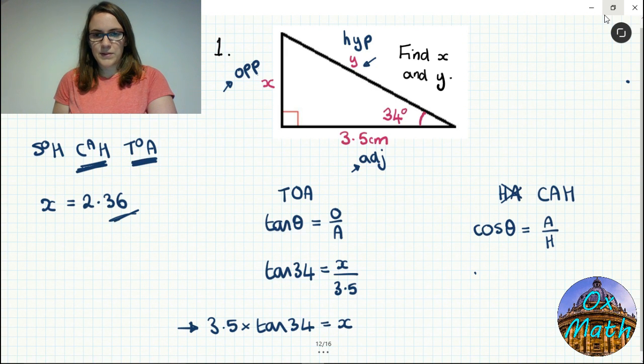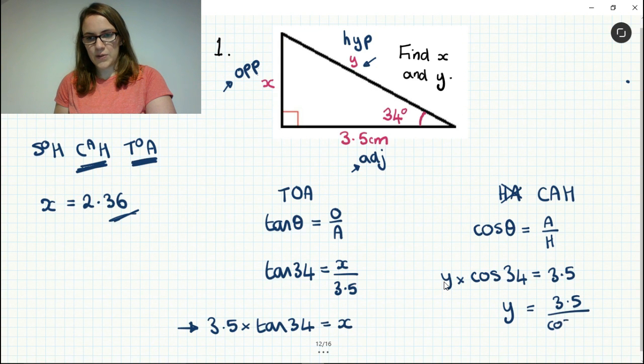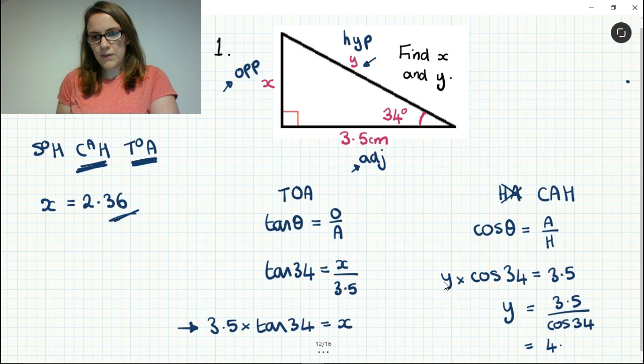Again, we fill in the parts that we know from our triangle, so cos 34 is equal to our adjacent 3.5 divided by our hypotenuse, which is what we're trying to find, y. Now you need to do a bit of rearranging to find y. So we multiply both sides by y to get y times cos 34 equals 3.5, and then we divide by the cos 34. So 3.5 divided by cos 34. Type that into your calculator and it will give you an answer of 4.22, and it is centimetres.